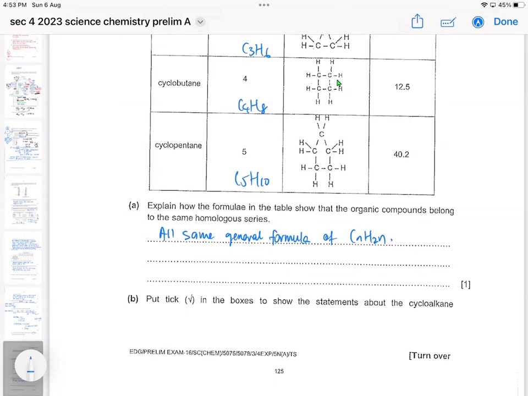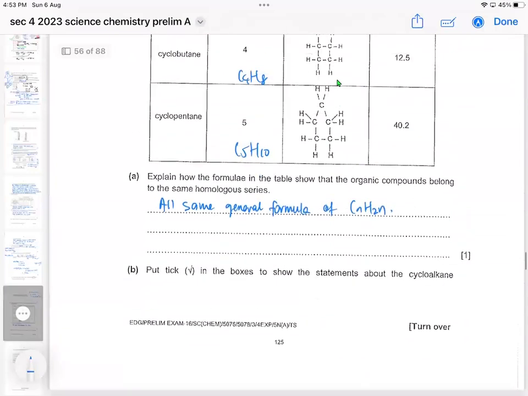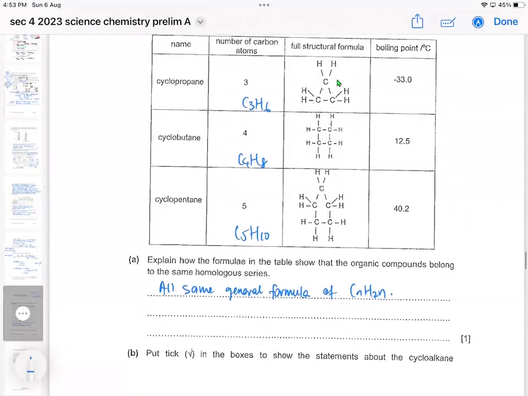Okay, put a tick to show the statements. For those of you who have not done this question yet, 1 minute, go and tick.